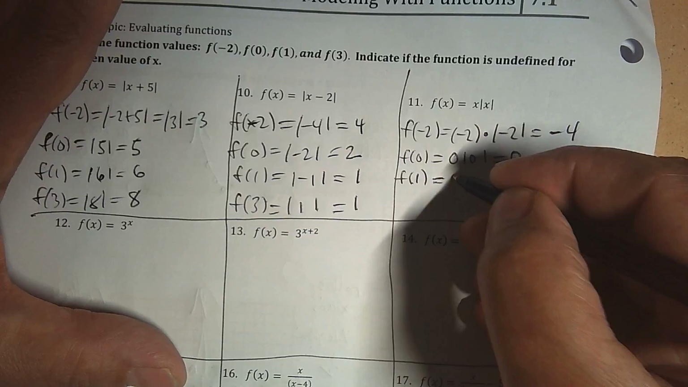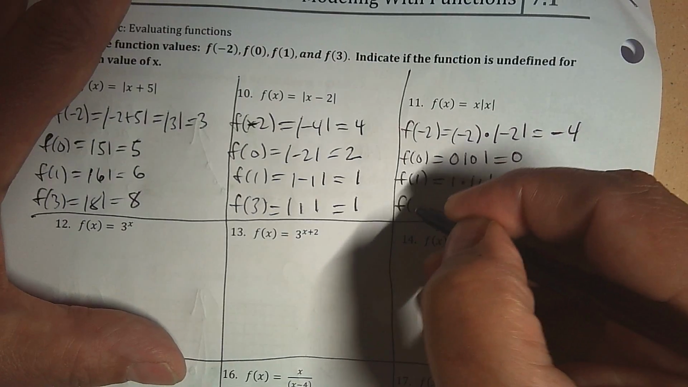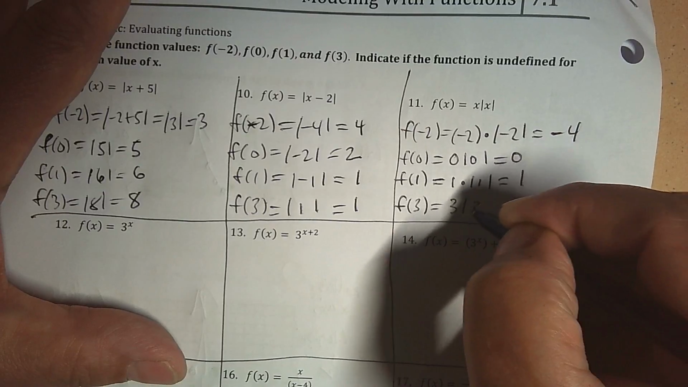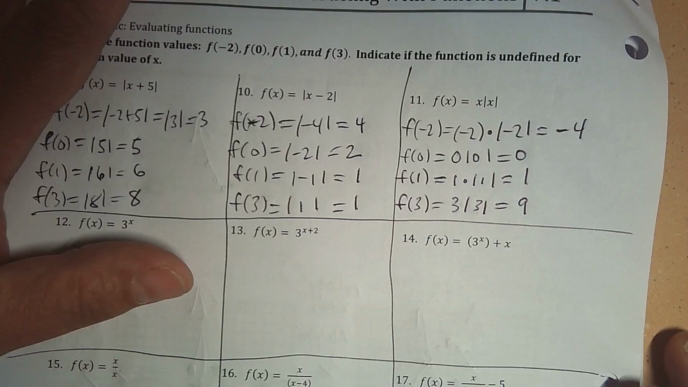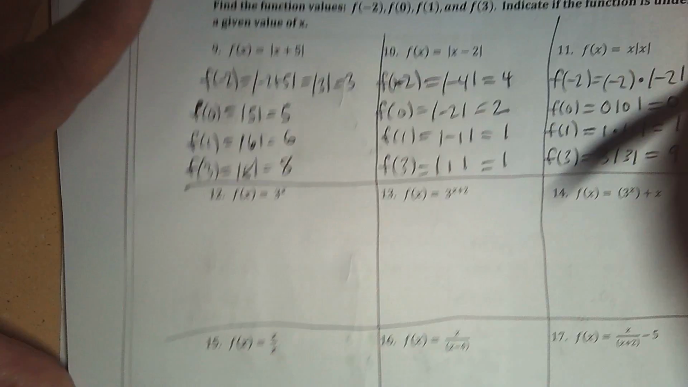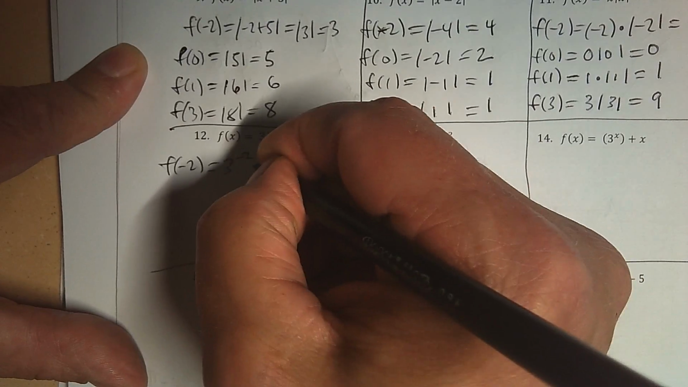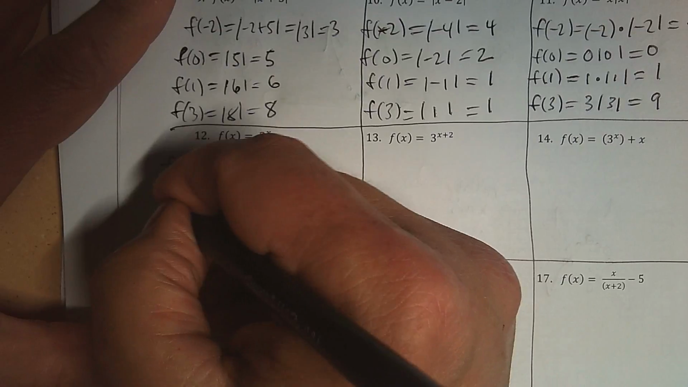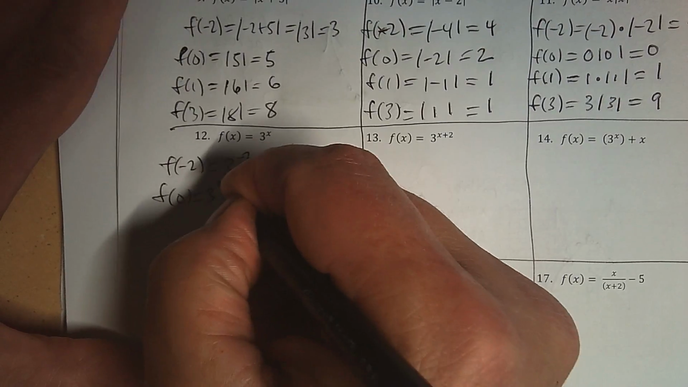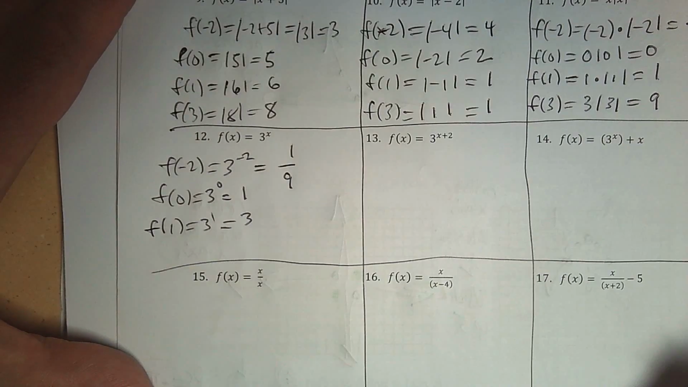1 times the absolute value of 1 is 1. And 3 times the absolute value of 3 is 9. Number 12, 3 to the negative 2. A negative exponent means reciprocal, so it's 1/9. 0: any base to the exponent 0 equals 1. 1: 3 to the 1 equals 3.